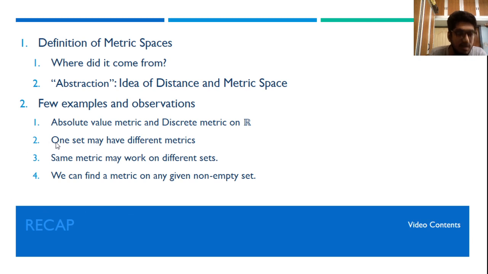One, one set may have different metrics. Two, the same metric may work on different sets. Three, we can find a metric on any given non-empty set. And there was some brilliant thinking done during the last session, which popped up as questions in the chat.